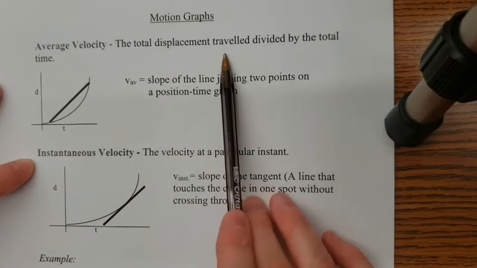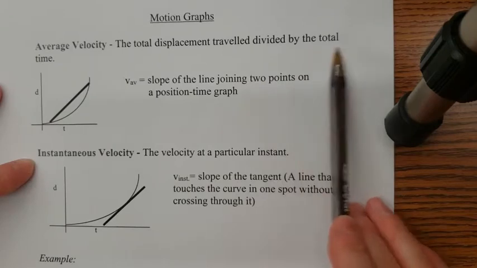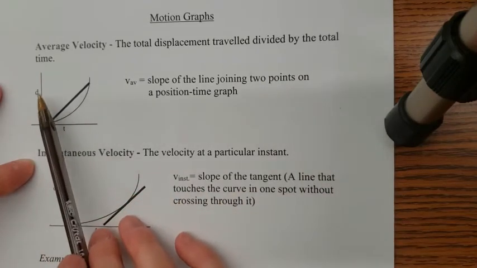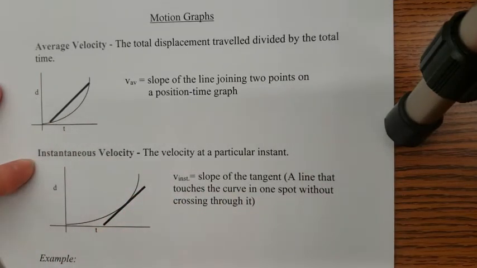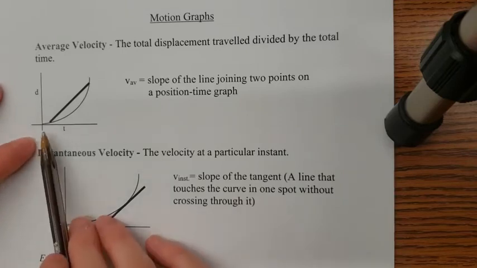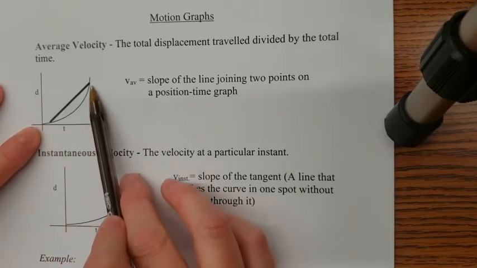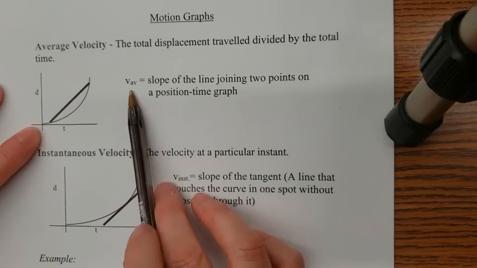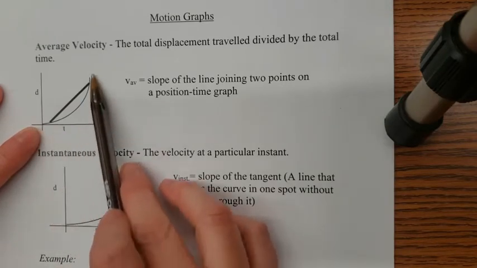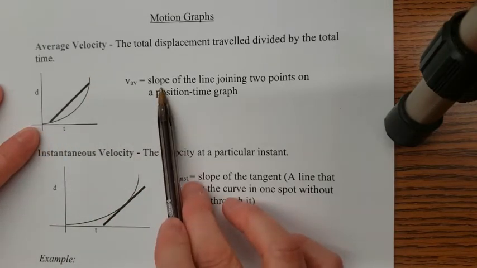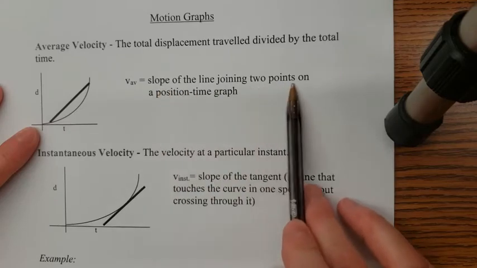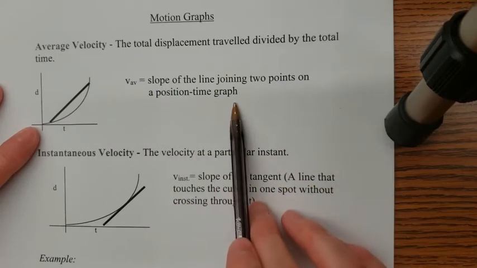Velocity is the total displacement traveled divided by the total time. We can calculate the average velocity by simply finding the slope of a line. However, sometimes we don't have a line, we have a curve. So to calculate the average velocity of an interval in this curve, all you do is find the slope of the line joining 2 points on a position time graph.